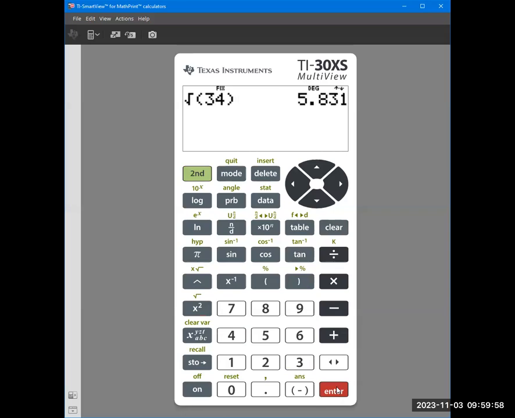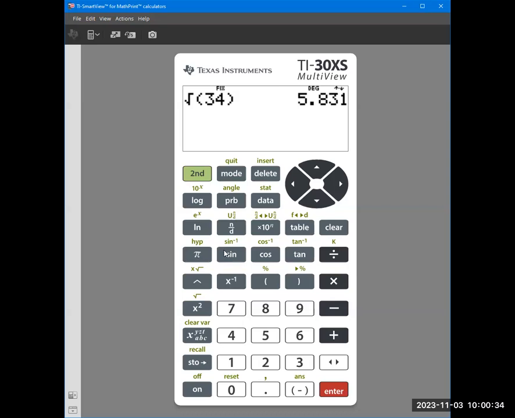That makes sense because 34 is between 25 and 36, which are perfect squares. So the square root of 25 would be 5. The square root of 36 would be 6. It's much closer to 36 than it is to 25, so I'd expect my answer to be much closer to 6 than to 5. You might even get some thinking problems like that that ask you to say things like 34 is between 25 and 36, so my answer has to be between 5 and 6.